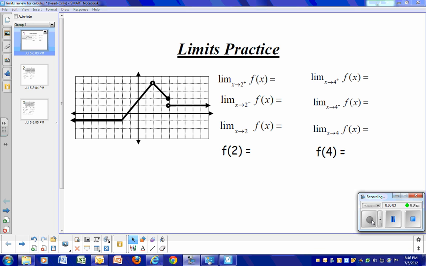This is a review of limits, a very basic sort of review, hopefully not anything that is too scary for those of you who might need some recap and re-explanation.